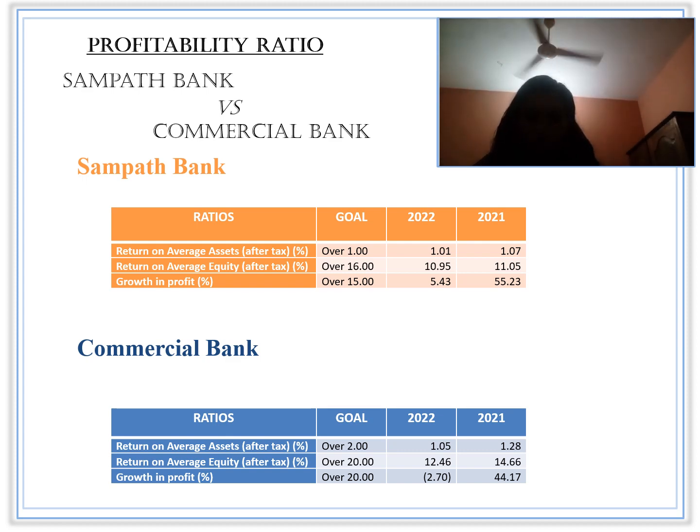Moving to Commercial Bank, they have not achieved the goal of return on assets of over 2%, and also the goal of return on equity of over 20%. Growth in profit had been achieved in 2021 at over 20%. So thank you, my part is over. I would like to hand over the presentation to Hashini.